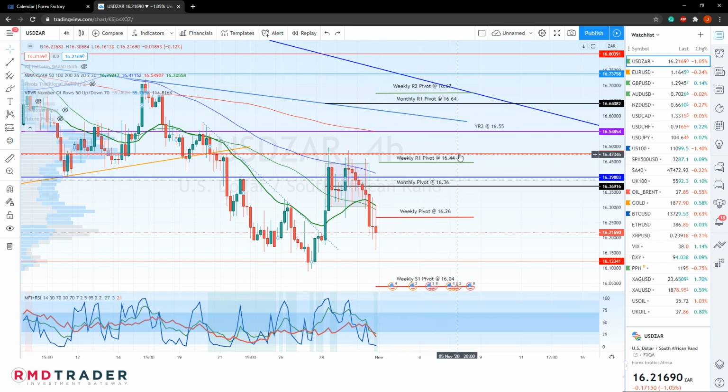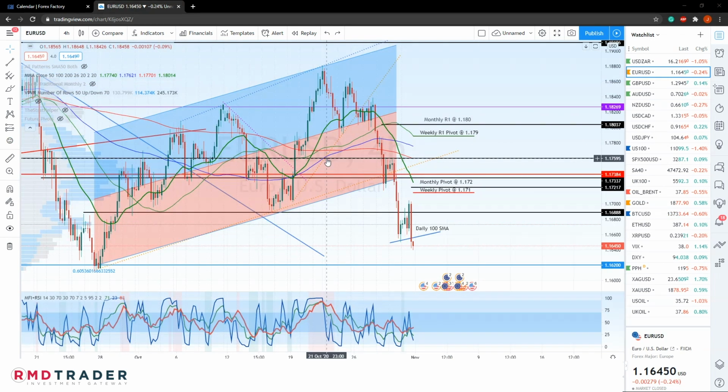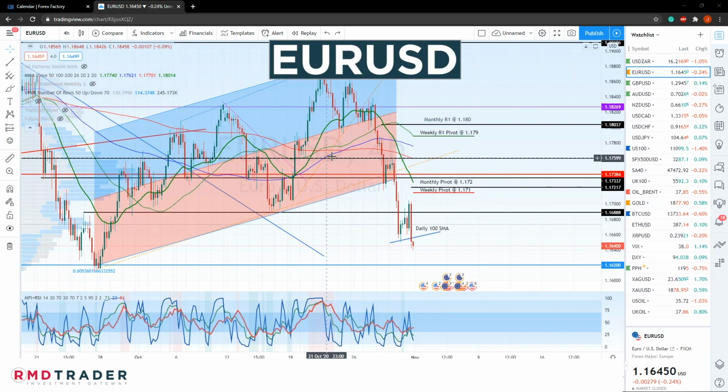And that could then perhaps open up targets of 16.55, which is the yearly R2, and anything above that could perhaps open up this area of 16.64, which is the monthly R1 pivot, and also where we will meet up with major diagonal resistance. We are now moving on to the Euro USD.